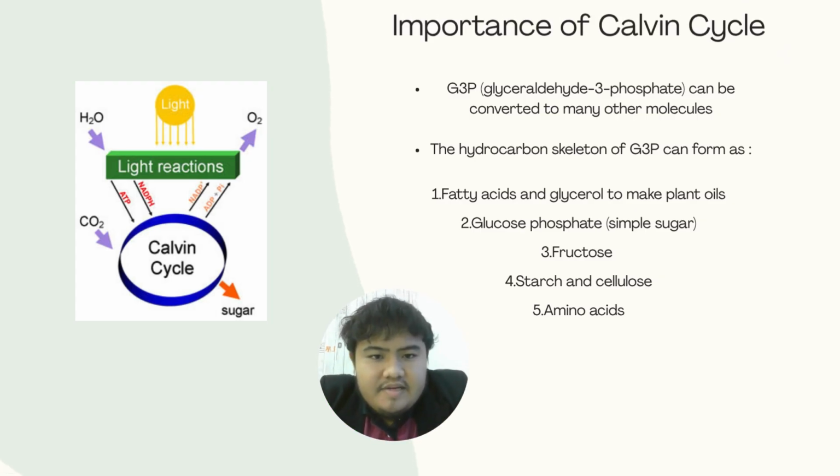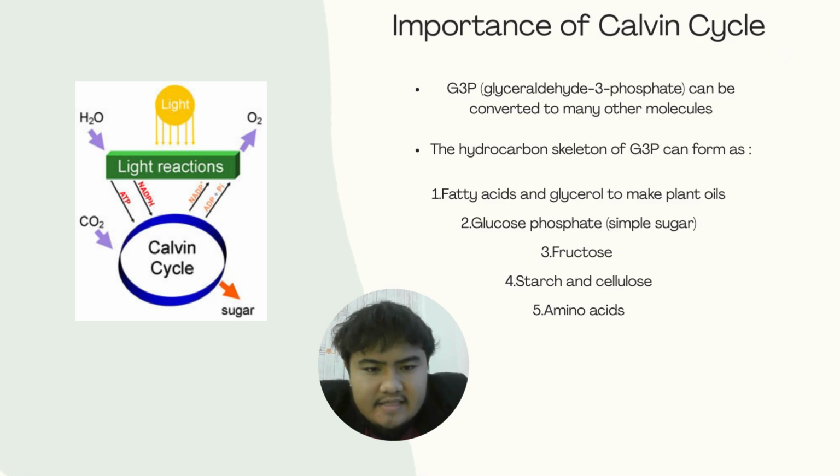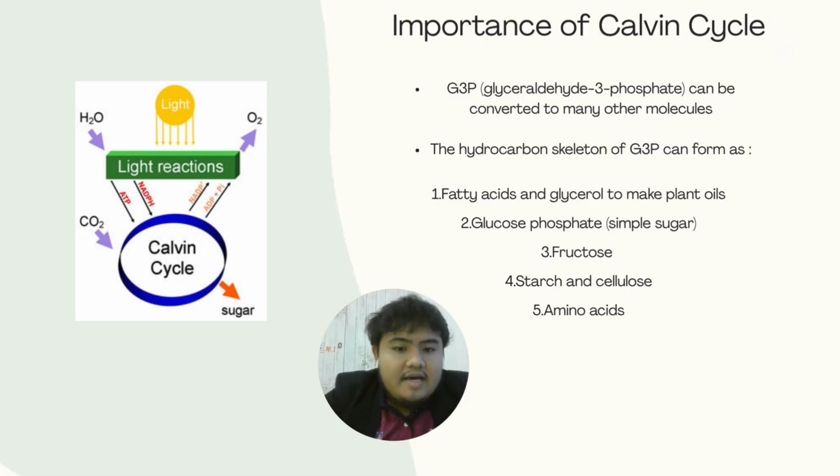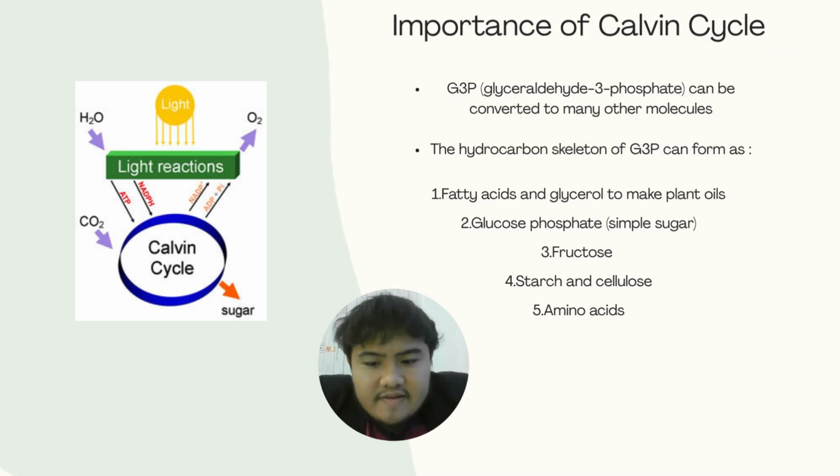First, G3P, glyceraldehyde 3-phosphate, can be converted to many other molecules. Second, the hydrocarbon skeleton of G3P can form fatty acids and glycerol to make plant oils. Fatty acids and glycerol are then used to create plant oils, important for energy storage and membrane structure.